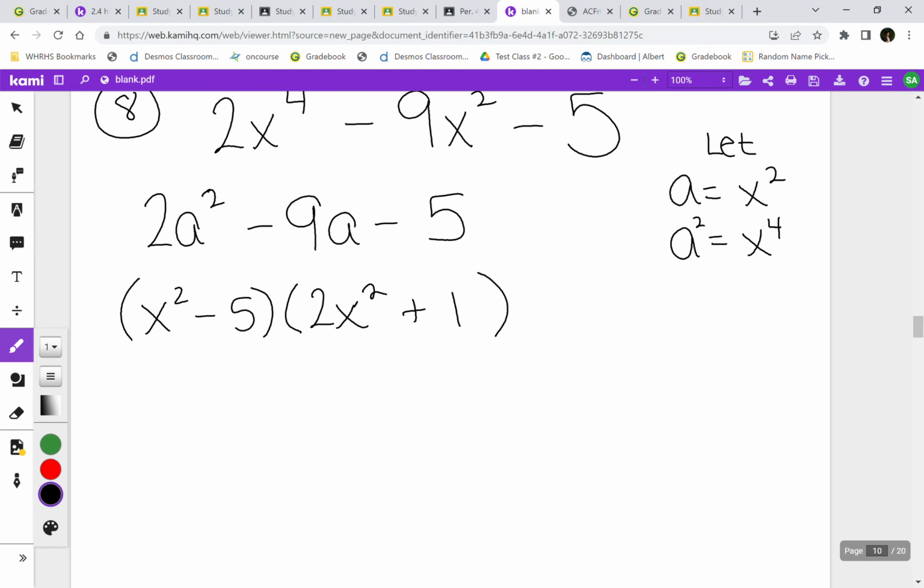So you need to check for that, because it's going to get to the point where you factor, then you have to factor again, and then you might have to factor again. You might have to keep going. So right now, x squared minus 5, is that a difference of squares? No, because 5's not a perfect square. 2x squared plus 1, it's not, well, 2's not a perfect square, and it's not a difference. So are we done factoring here?